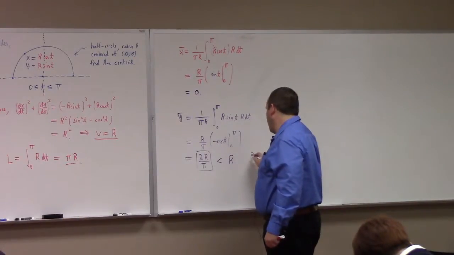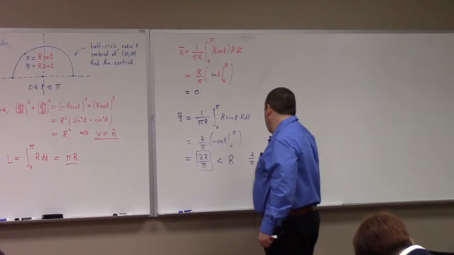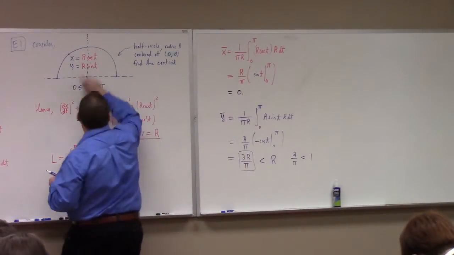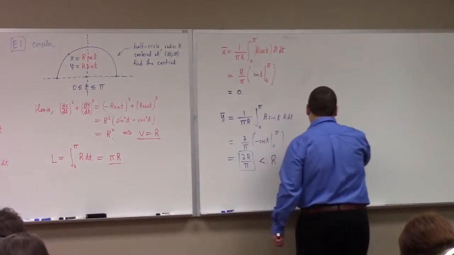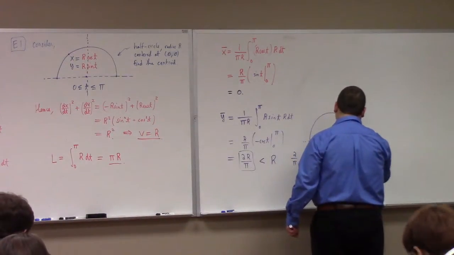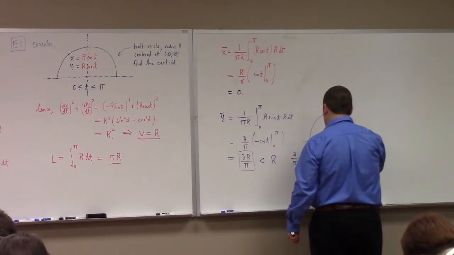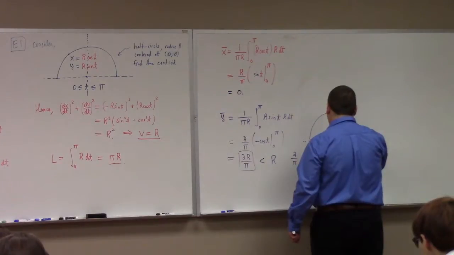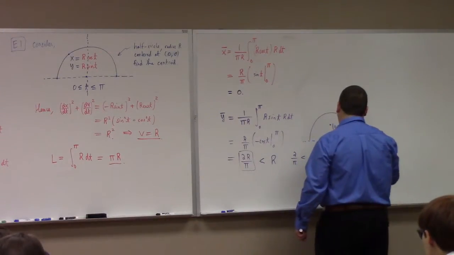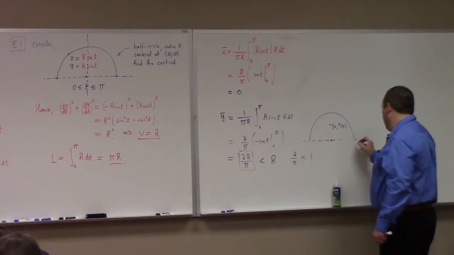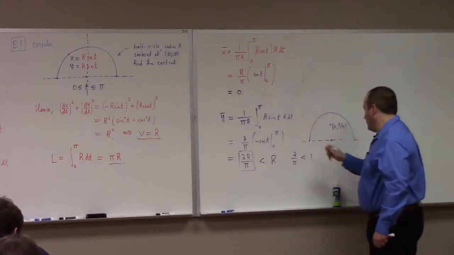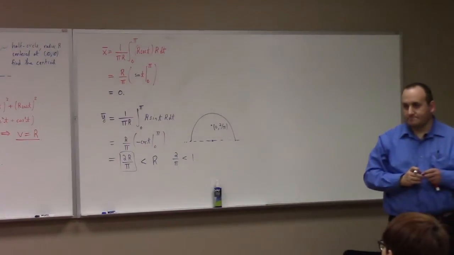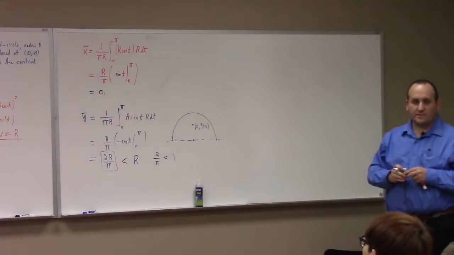Because 2 over pi is a number less than 1, right? And that makes sense because that says that I'll draw it over here. Basically, the centroid is, I don't know, somewhere in here somewhere. So the centroid doesn't actually lie on the half circle, but it's the point which is in the middle of everything, right? Any questions?